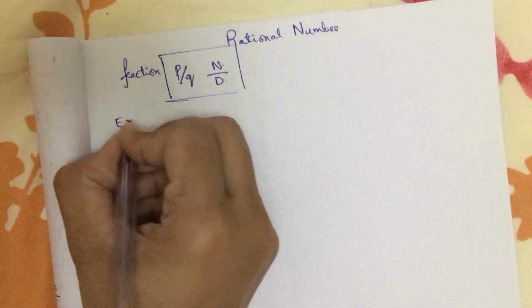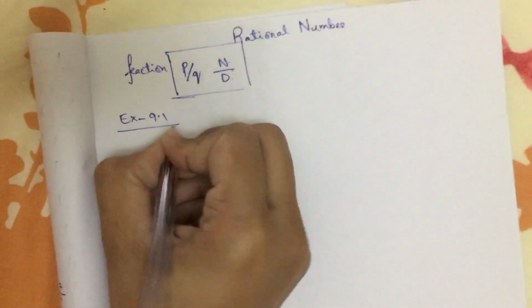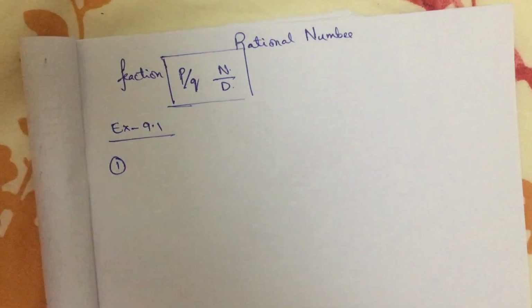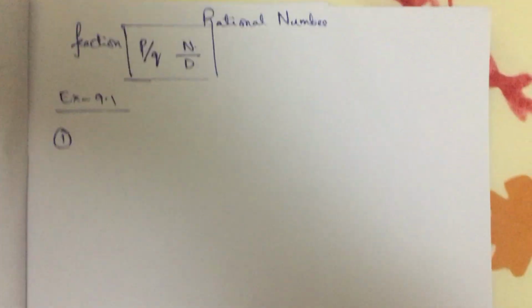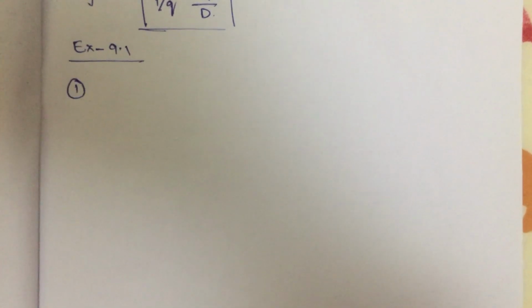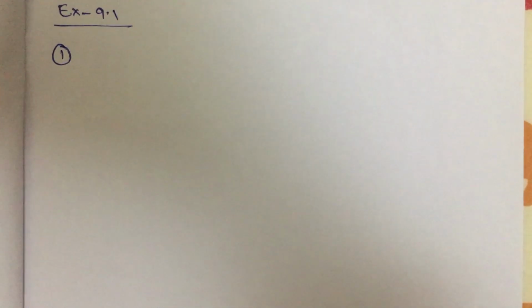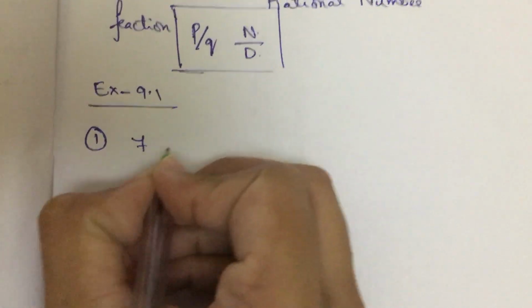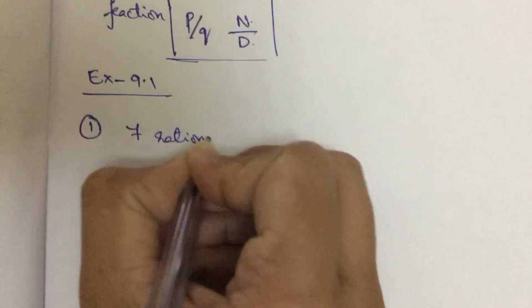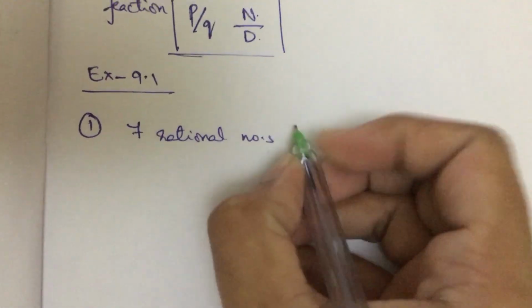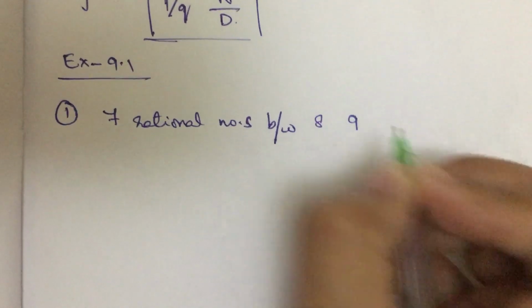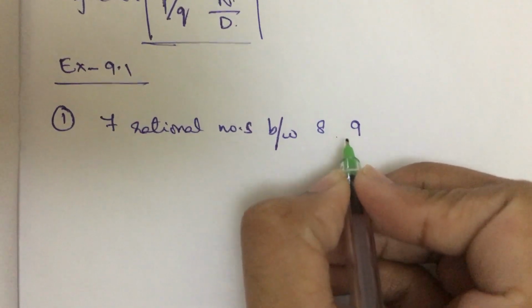And going to exercise 9.1, the first question, what is he asking you to do? He's asking you to write rational numbers between so and so values. Okay, so for this we have some methods. If someone asks me to write 7 rational numbers between 8 and 9, how am I going to do this? Between 8 and 9.